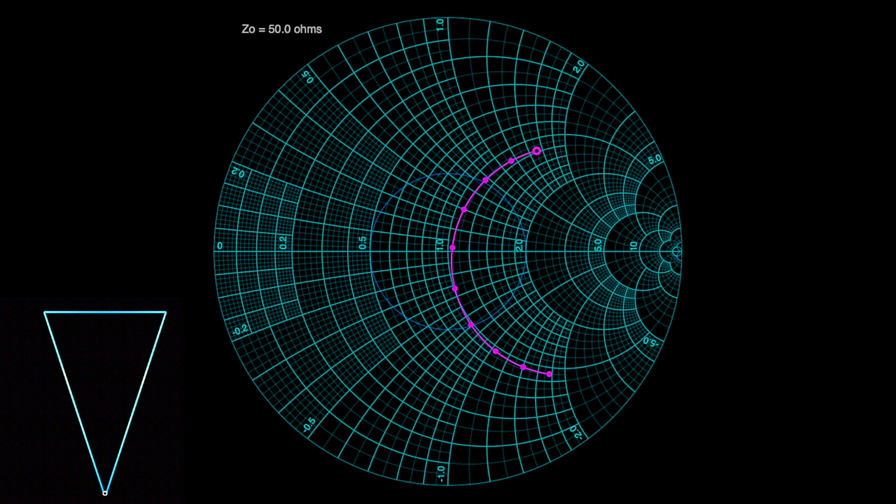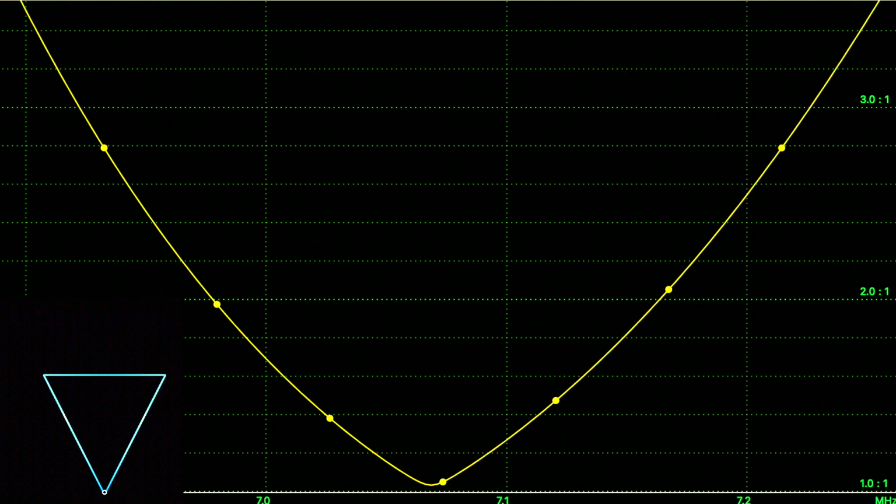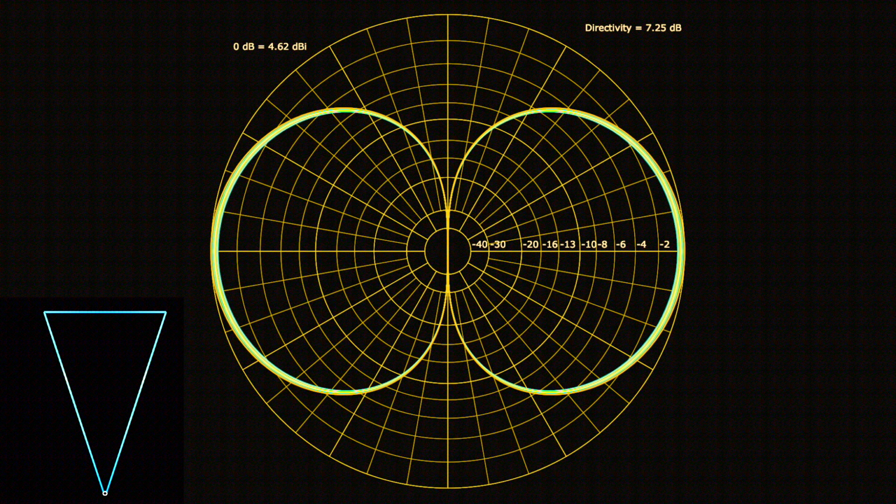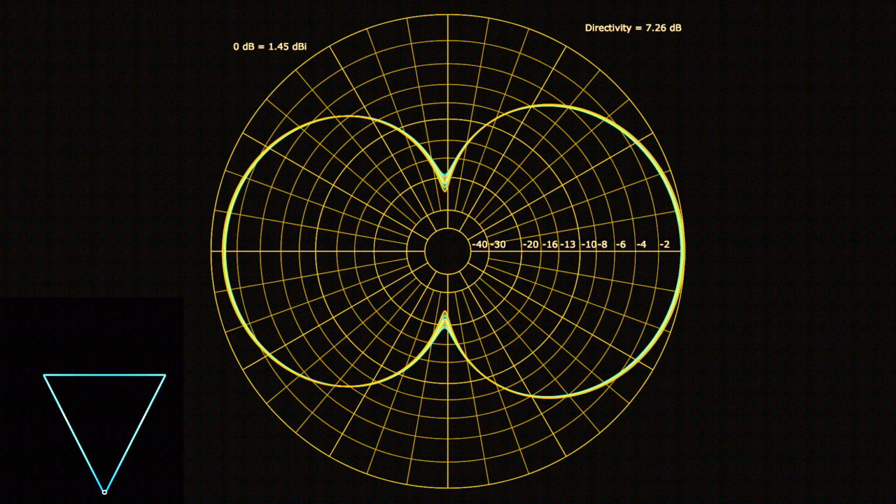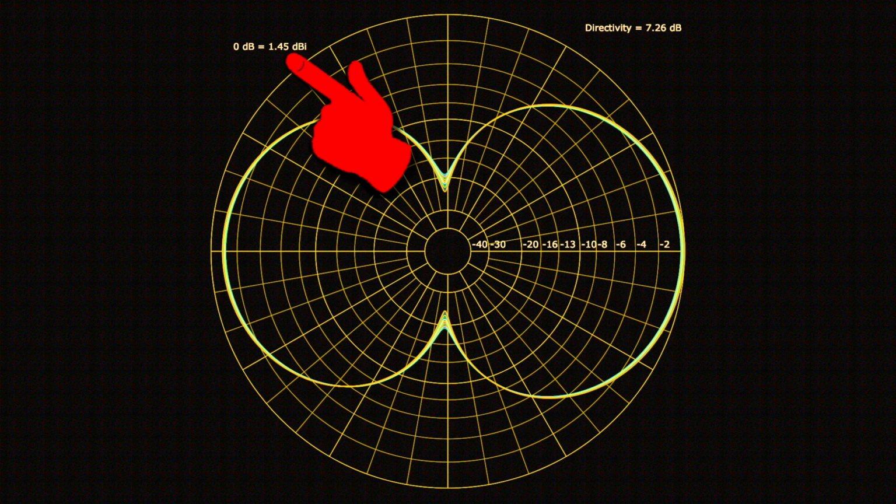Tilting the antenna from 18 meters to 12 meters, the current distribution on the antenna hardly seems to change. The impedance remains basically the same. The resonance frequency is slightly shifted downwards by about 50 kHz. The antenna radiates about 1 dB more in the direction of the tilt than in the opposite direction, but the gain is dropping from 4.62 to 1.45 dB. We are losing 3.17 dB of gain compared to the vertical construction.